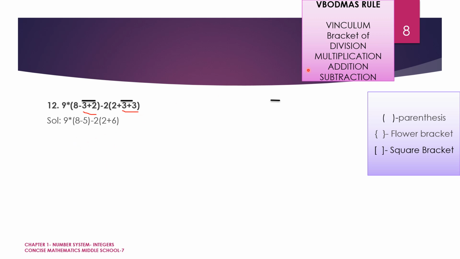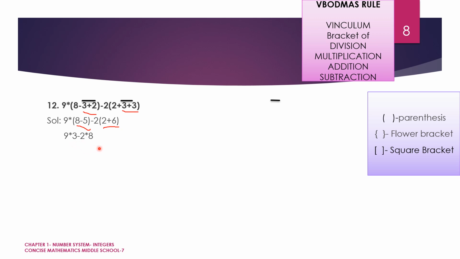Now next preference is to bracket. Even in bracket you should give first importance to parenthesis, that is 8 minus 5 and 2 plus 3. Sorry, 2 plus 6. So you need to solve this 8 minus 5, 2 plus 6. Because there is no addition, division, multiplication inside this. Here in this braces you have only minus. Here in this braces you have only addition. So when you solve it, what you get is 9 into 3 minus 2 into 8.